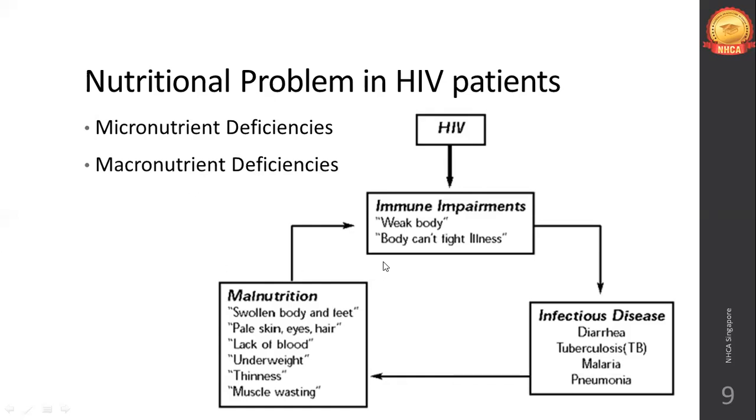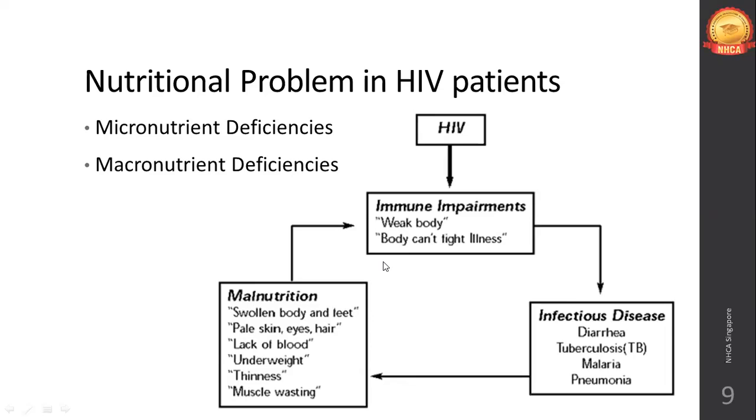Macronutrients. In the final stages of HIV, if you have seen a patient or read about it, there is severe muscle wasting, because the body cell mass is completely depleted. The fat stored in the body, the muscle mass, and the glucose stored in the muscle, everything will be completely depleted. That will lead to severe weight loss. This happens in the later stages of AIDS.